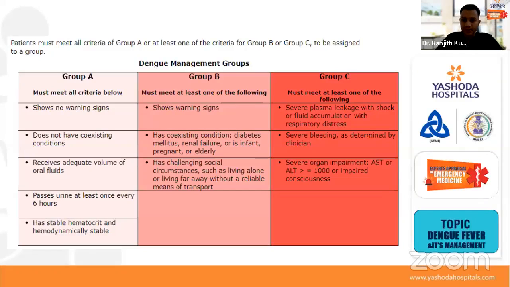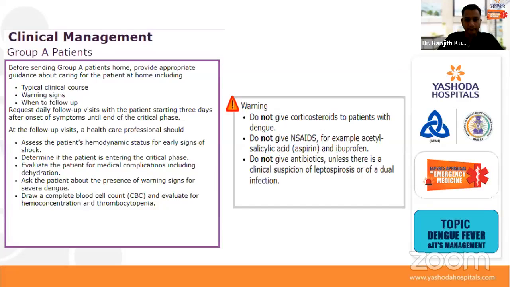Group C people must have at least one of the following: severe plasma leak with shock or fluid accumulation leading to respiratory distress, bleeding manifestations, severe organ impairment, or altered sensorium. Group A patients can be discharged home, and they should be advised of daily follow-ups starting from 3 days after the symptom onset until the end of phase 3.